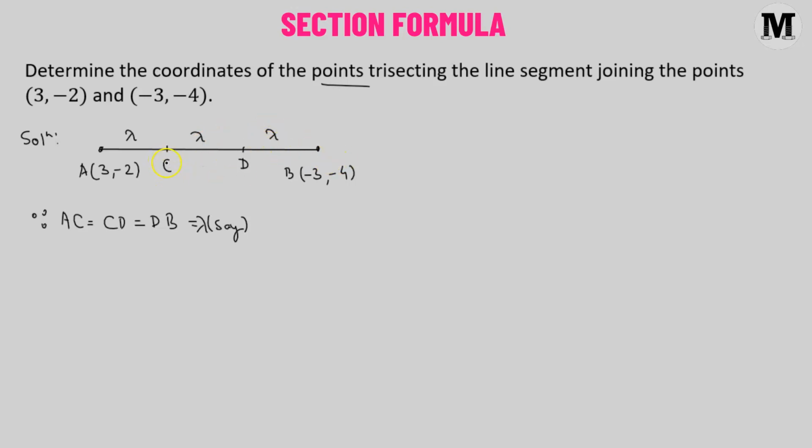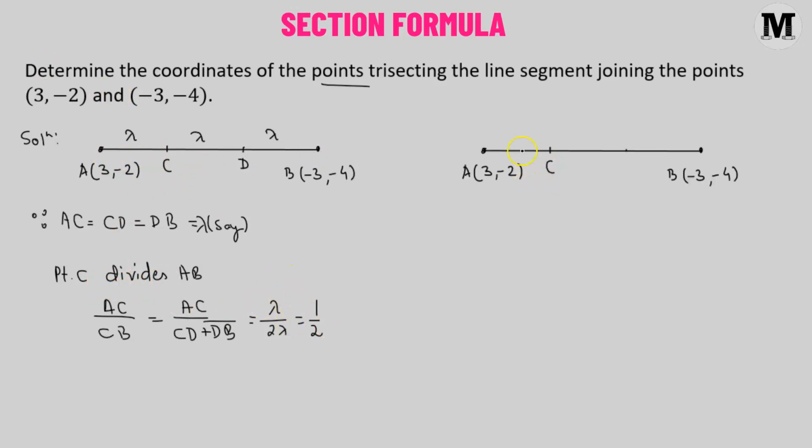Now to find out the coordinate of C, we can say this point C divides the line AB into 2 parts in the ratio AC to CB. AC divided by CB, and what's CB? That's nothing but the sum of CD and DB. Now if we substitute the length of AC with lambda, and CD and DB with lambda as well, we get the ratio lambda over 2 lambda. Since lambda is a constant, it gets factored out to leave us with 1:2. So we can say that point C divides the line AB in the ratio 1:2.